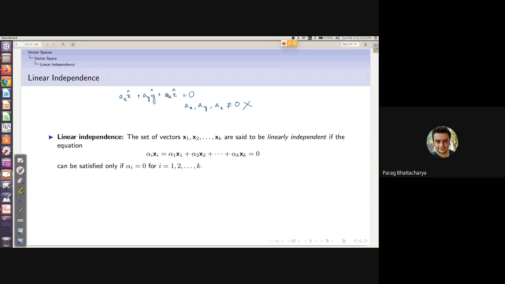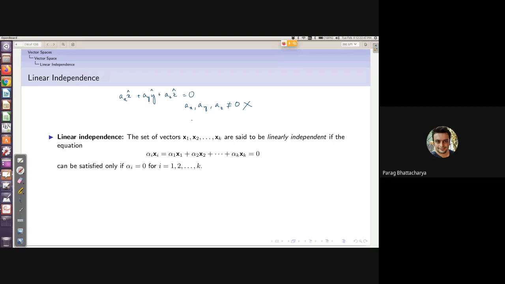So the only way it is possible is if, let's say, one of these is 0 and the other two are negatives of each other. Even in that case it will not work, because if ax is 0 but ay and az are negatives of each other, y cap and z cap are perpendicular to each other, so when I add them together, the result will definitely not be 0.